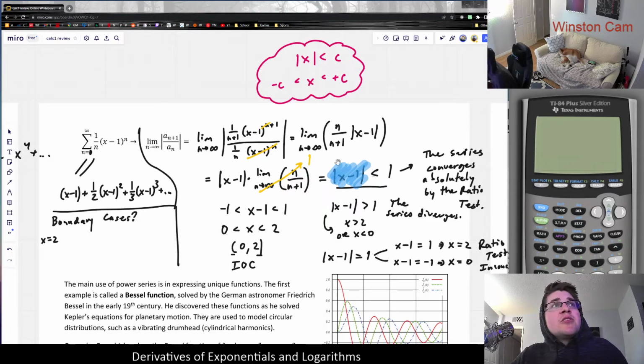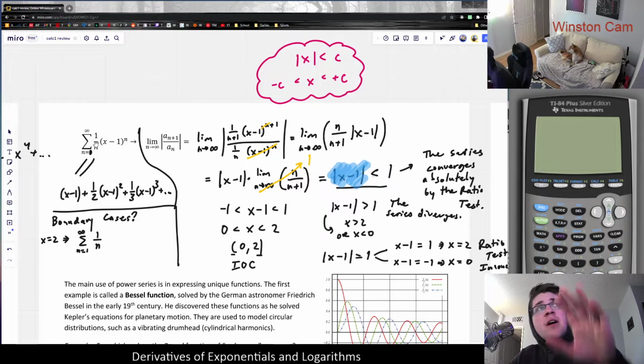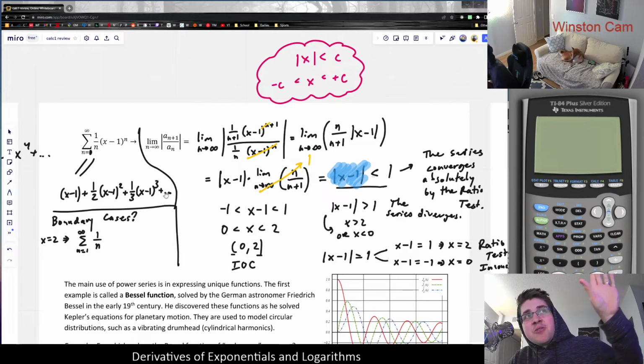If I plug in x equal to 2, I would plug it into the original series representation. Then I would have the sum as n goes from 1 to infinity of 1 over n, and plugging in 2 for x, I have 2 minus 1 to the n, which is just 1 to the n. And 1 to the n is, of course, just equal to 1 regardless. So this is just the harmonic series.